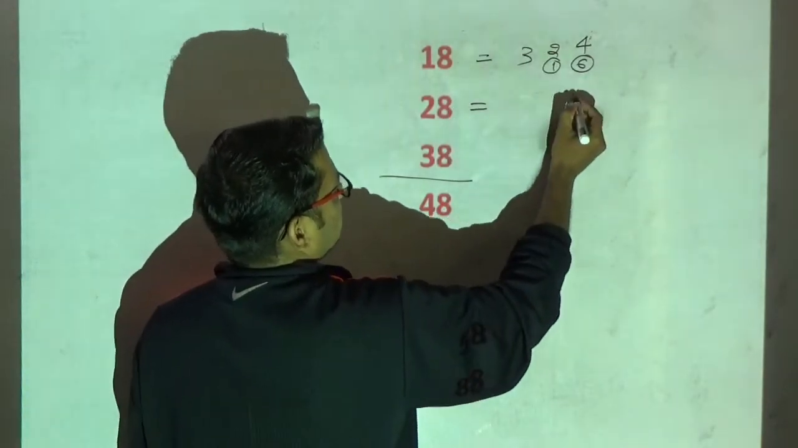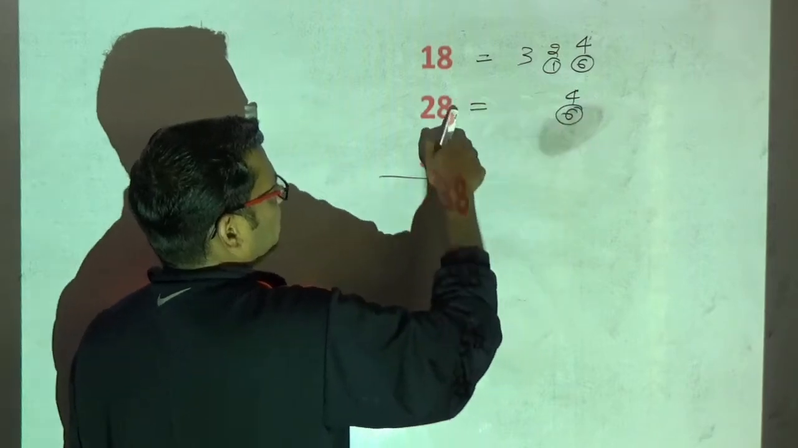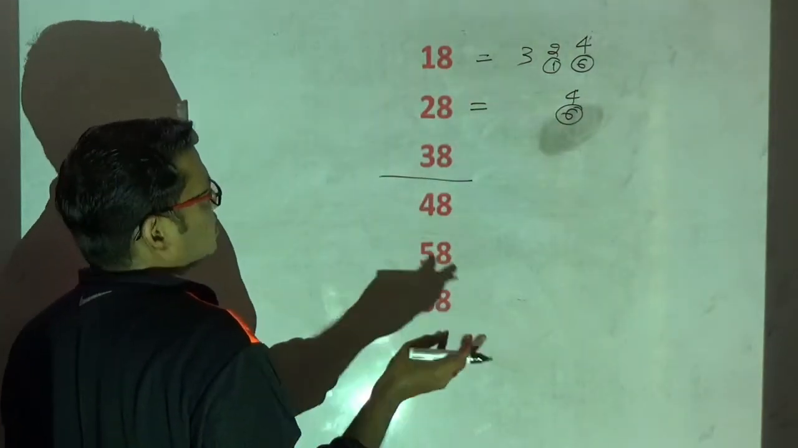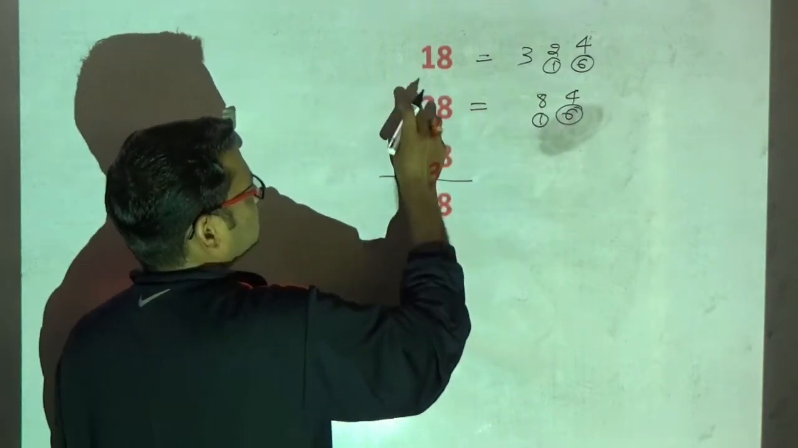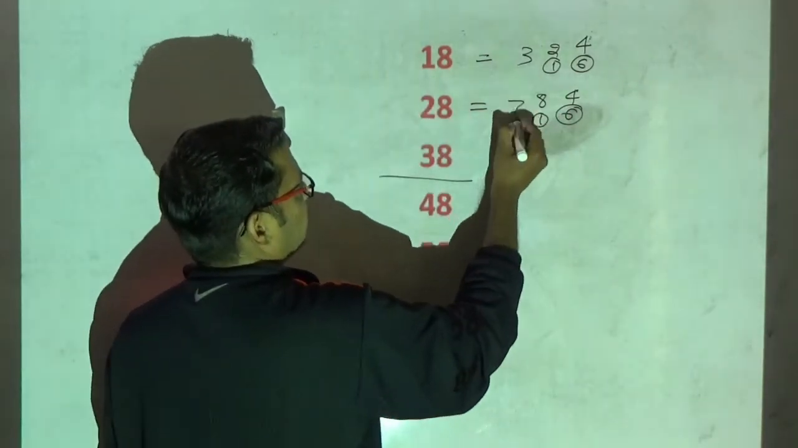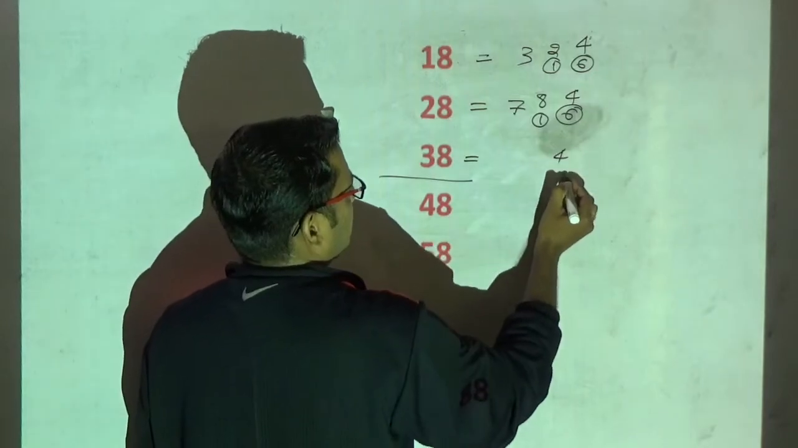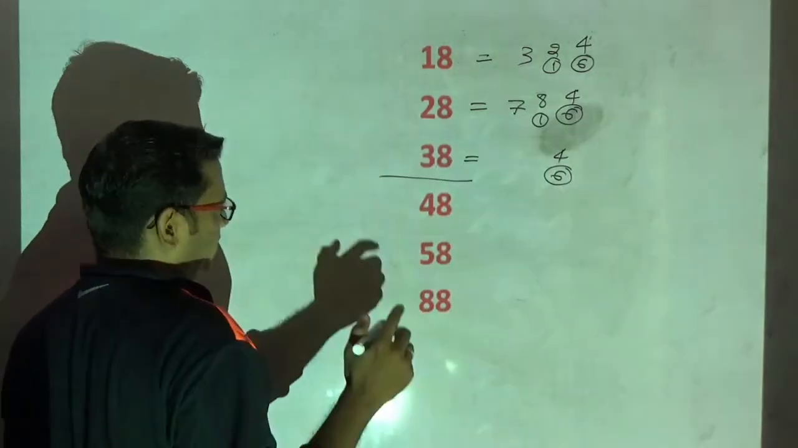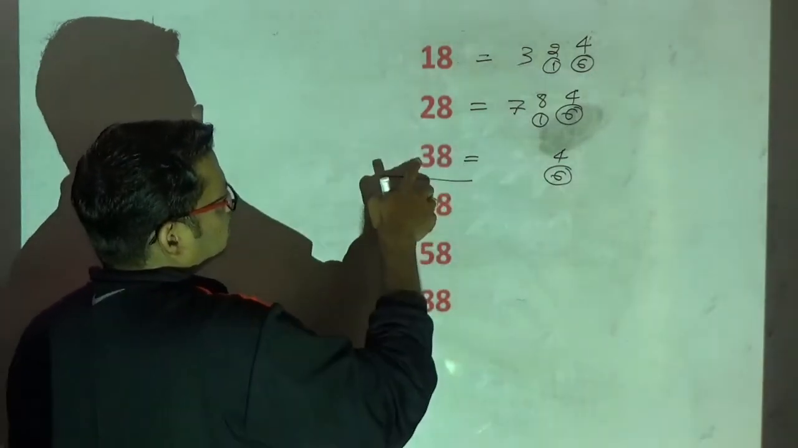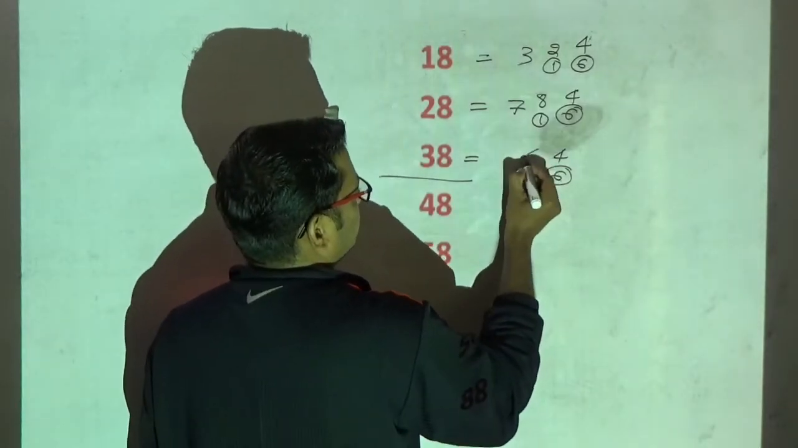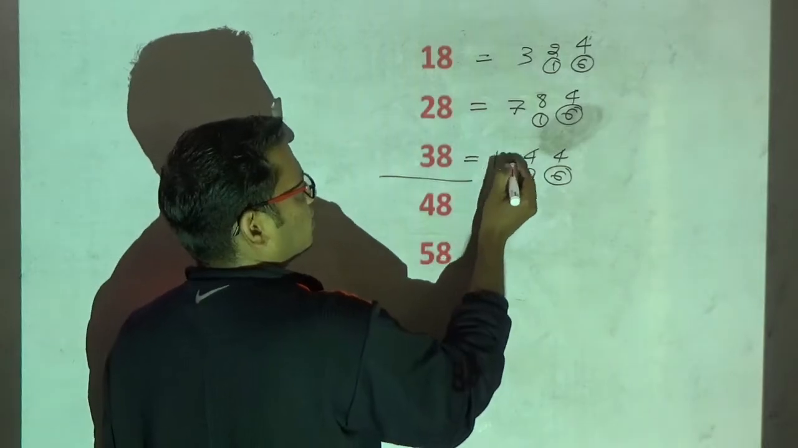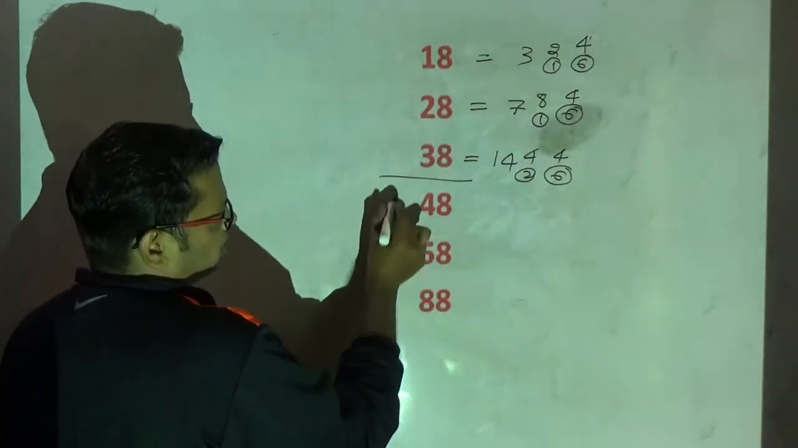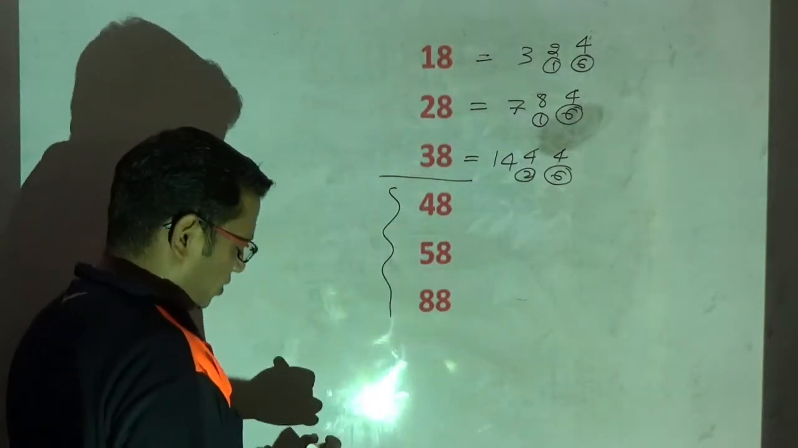Similarly here 8 square is 64. Carry is 6. Double of 8 will become 16. End digit is 6. 6 2s is 12. 12 plus 6 is 18. Carry 1. Next digit is 3. 3 2s is 6 plus 1 is 7. Here 8 square is 64. Carry is 6. Double of 8 will become 16. End digit is 6. 6 3s is 18. 18 plus 6 is 24. Carry is 2. Next number is 4. 4 3s is 12. 12 plus 2 is 14. See how quickly I did. For these 3 I will give assignment. You can do it on your own.